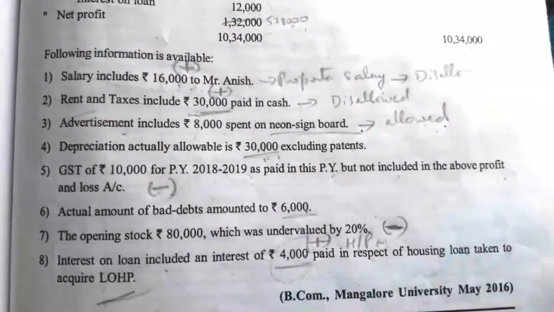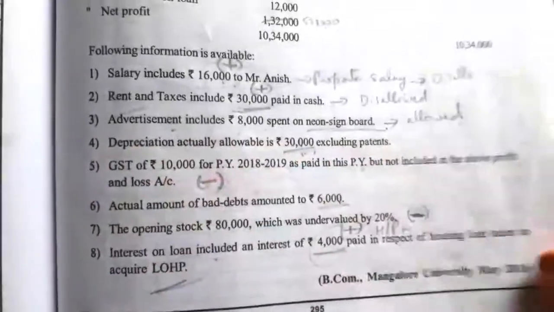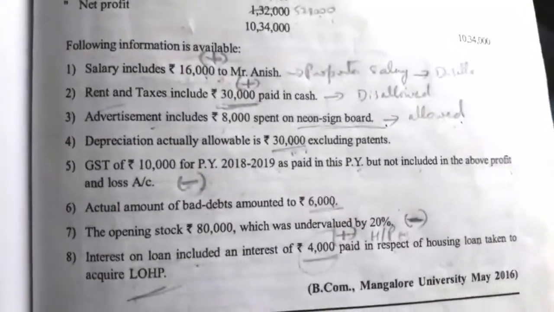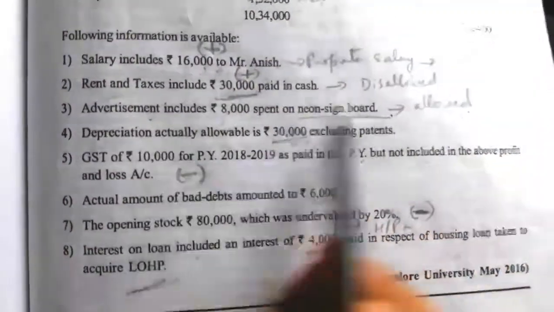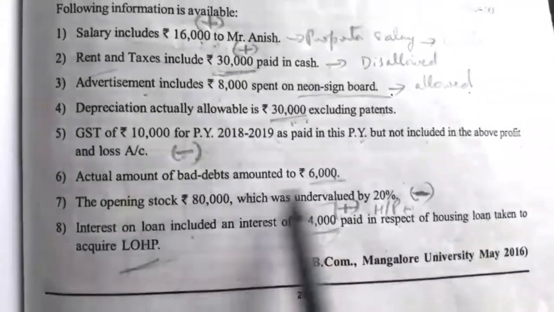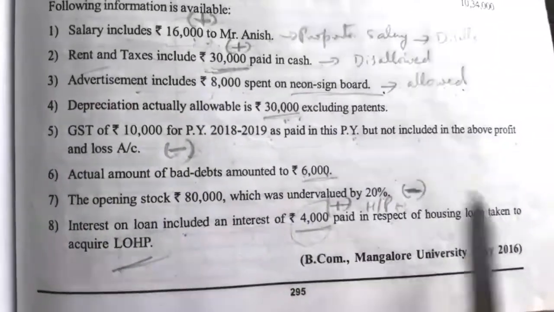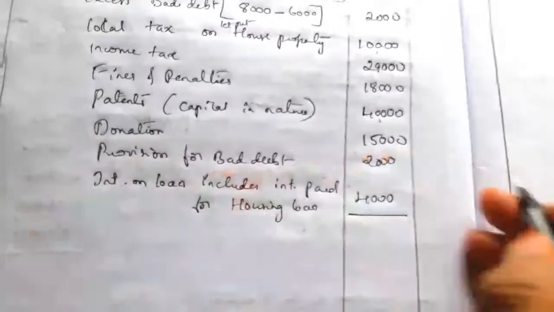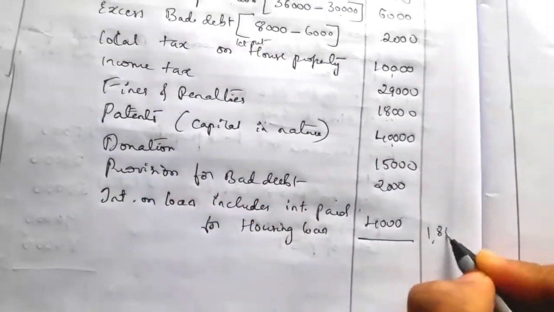Then the debit side is over. So again we have to check the additional information. Is there any information left out to record the disallowed expenses? Salary over, rent over, advertisement over, depreciation we have considered, this one we have to treat later, bad debt over, opening stock we have to deduct later, interest on loan also over. So now we have to total. The total is 1,84,000. Again cross check. Okay, 1,84,000.